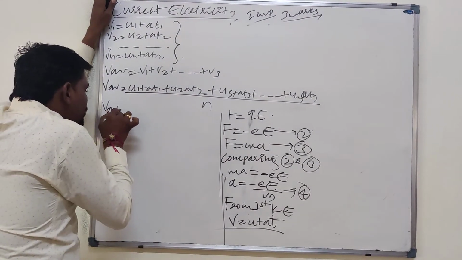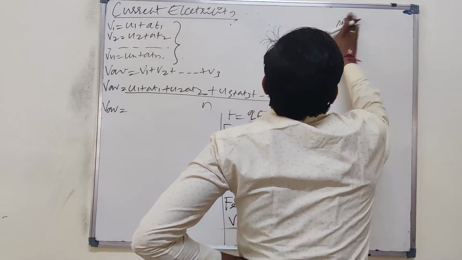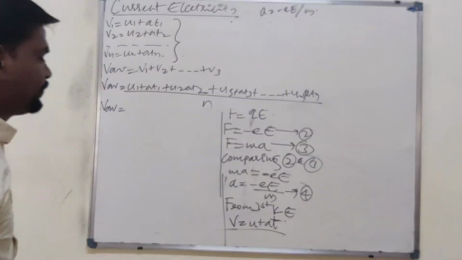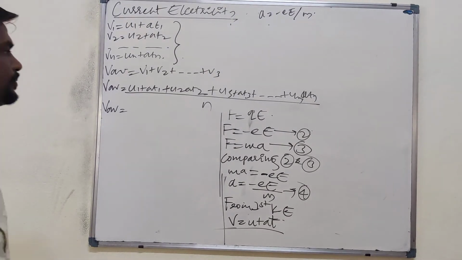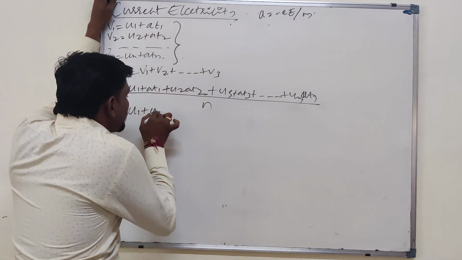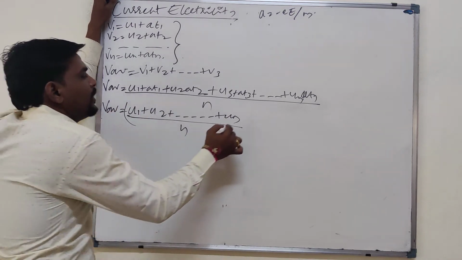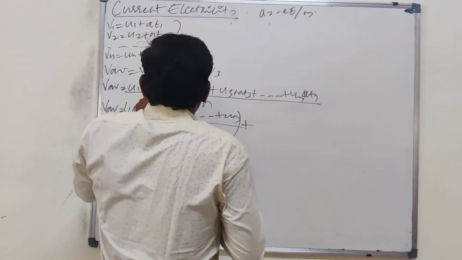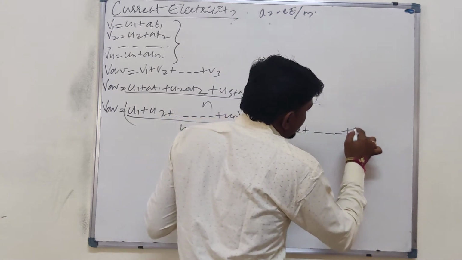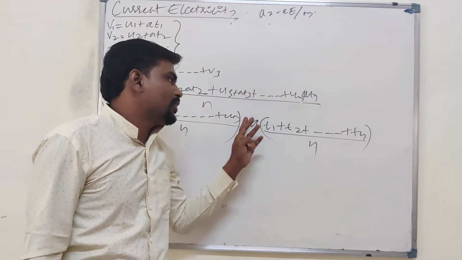Here V average is equal to, and we need the acceleration equation: A is equal to minus E divided by M, where E is the electric field. After arranging, V average is equal to U1 plus U2 and so on plus UN divided by N, plus A times T1 plus T2 and so on plus TN divided by N. Here T1 and T2 are different, but A is common, so I take it common.